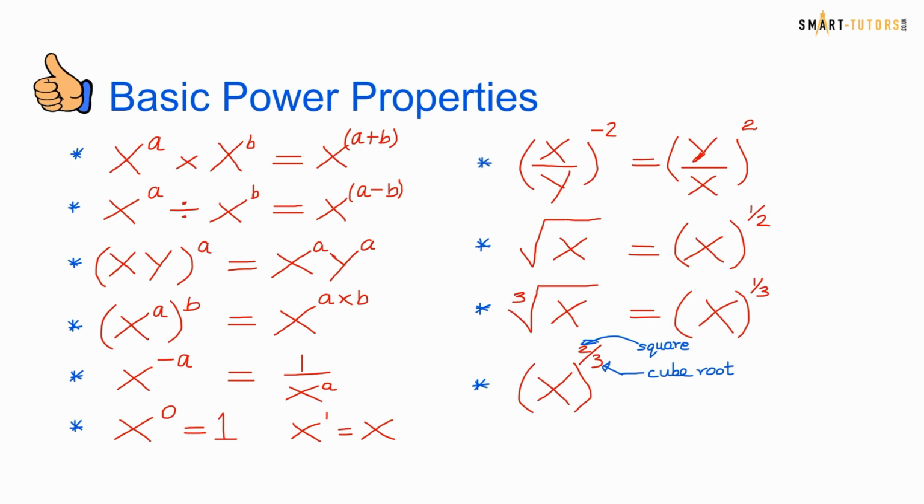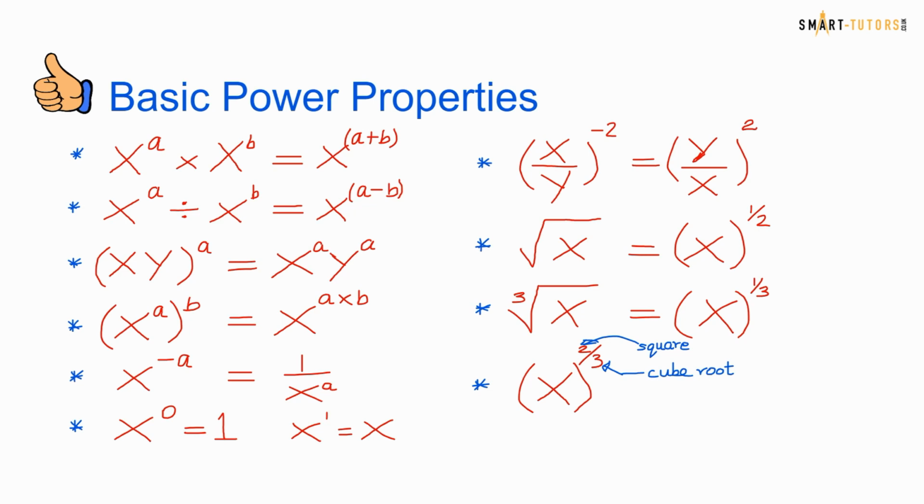Again, this negative power comes here, x over y to the power minus 2. So you can change the negative power to the positive power by flipping the denominator and the numerator. So x over y turns to y over x.